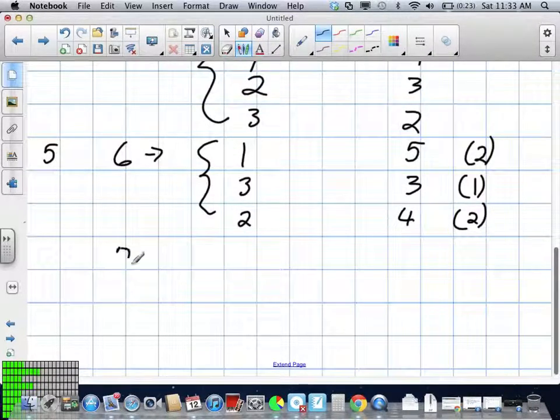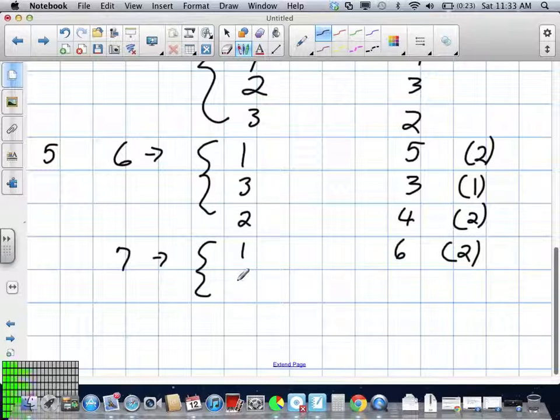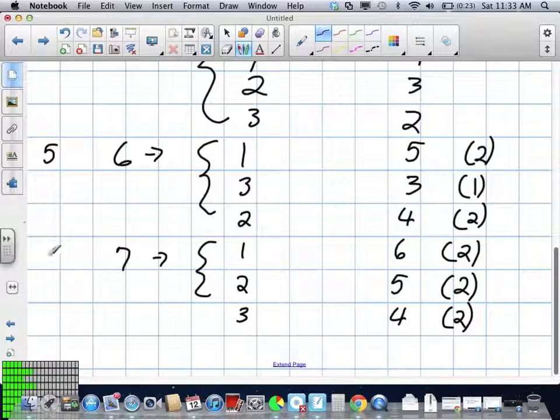Okay, number 7. What are the options? 1 and 6. How many options of that? 2 different ways of doing that. What about 5 and 2? How many ways of doing that? Twice. And 3 and 4, how many ways of doing that? 2. So how many altogether? 6 different ways of doing it.